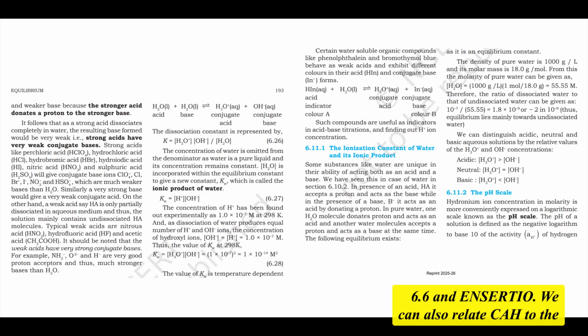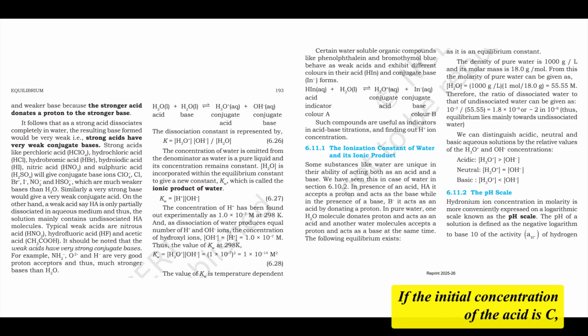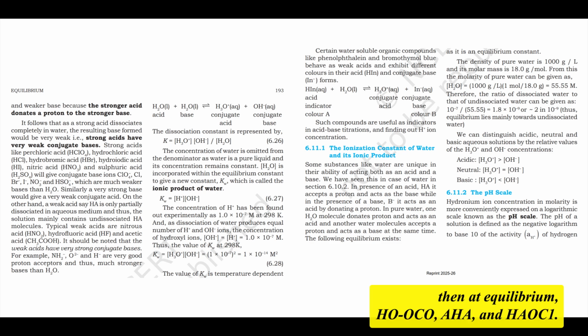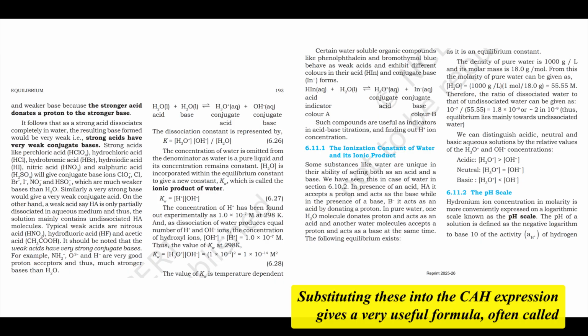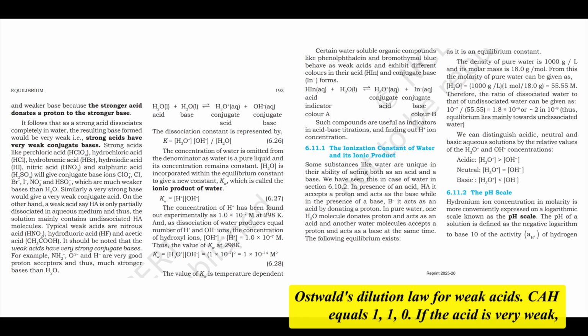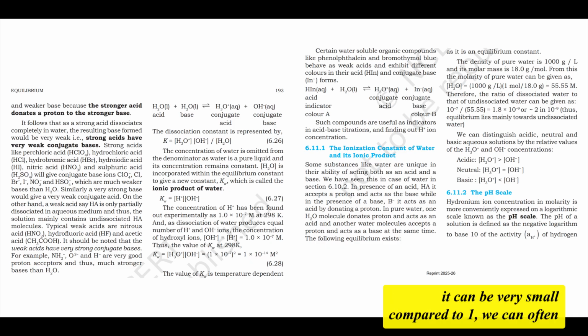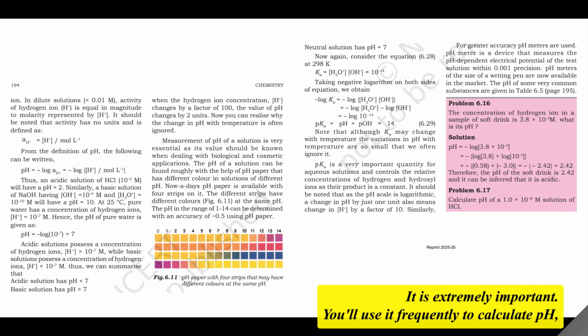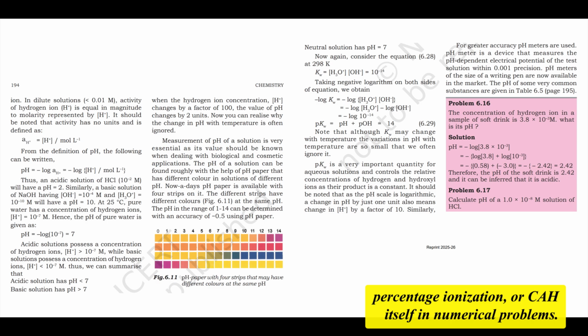We can also relate Ka to the degree of ionization, alpha, which is the fraction of the acid molecules that have ionized. If the initial concentration of the acid is C, then at equilibrium, [H₃O⁺] = Cα, [A⁻] = Cα, and [HA] = C(1 − α). Substituting these into the Ka expression gives a very useful formula, often called Ostwald's dilution law for weak acids. Ka = Cα²/(1 − α). If the acid is very weak, alpha is very small compared to 1, we can often approximate 1 − α ≈ 1, simplifying this to Ka = Cα². That formula relating Ka, concentration C, and alpha seems really important for calculations. It is extremely important. You'll use it frequently to calculate pH, percentage ionization, or Ka itself in numerical problems.